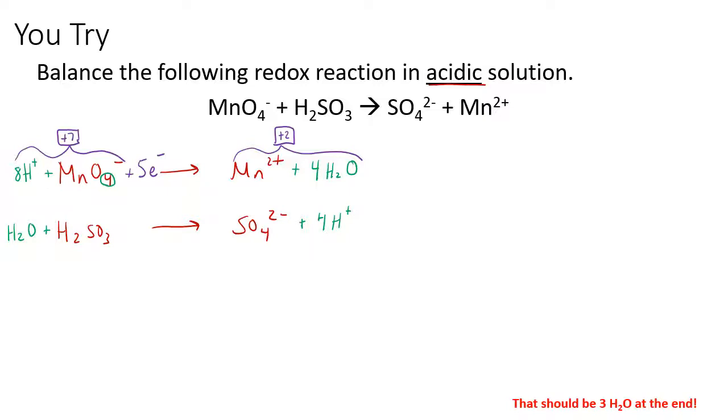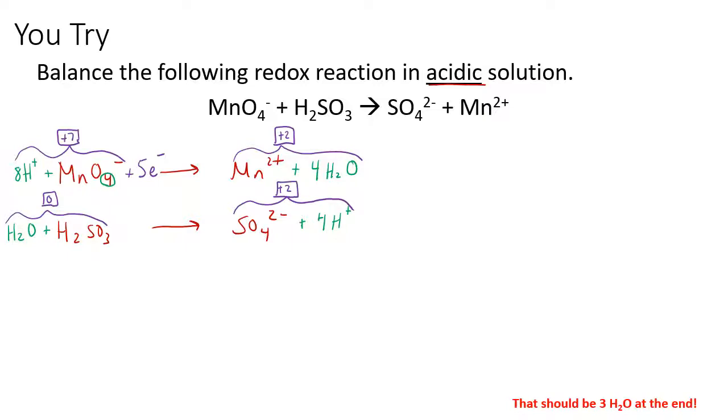For our bottom half reaction, water and sulfurous acid both are neutral, so the left-hand side has no charge, 0. And on the right-hand side, we have 4 hydrogen ions and we have 1 sulfate, which is a -2. So our total charge is going to be +2.